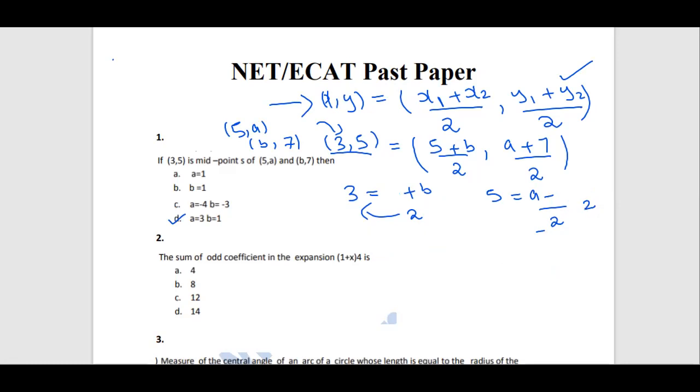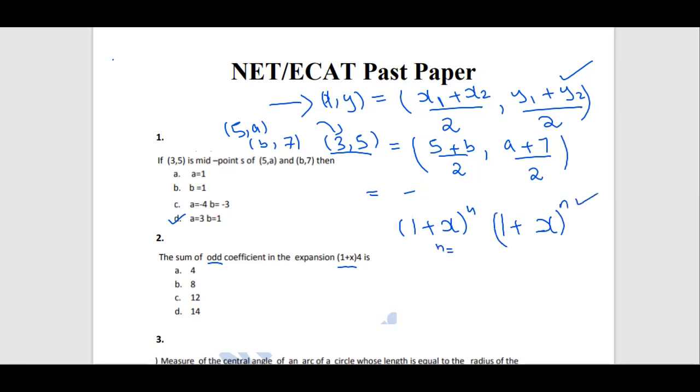All right, let's talk about the second question now. For the second question: the sum of odd coefficients in the expansion of 1 plus x to the 4. Okay, so 1 plus x to the 4. Let's just first expand it by using the binomial theorem. So think of it as 1 plus x to the n. This is the general form. In our case, n is 4. Now we are good to go.